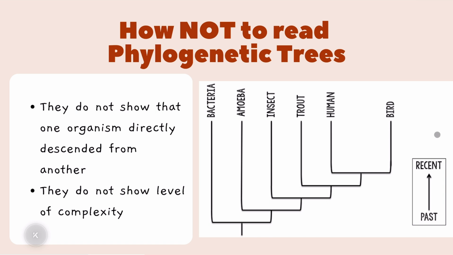And they do not show levels of complexity. So in this situation, it's not saying that bacteria are the least complex and birds are the most complex. That's not the case at all. It depends on which organisms are on your phylogenetic tree and what you're looking at as far as commonalities to show the branching points.